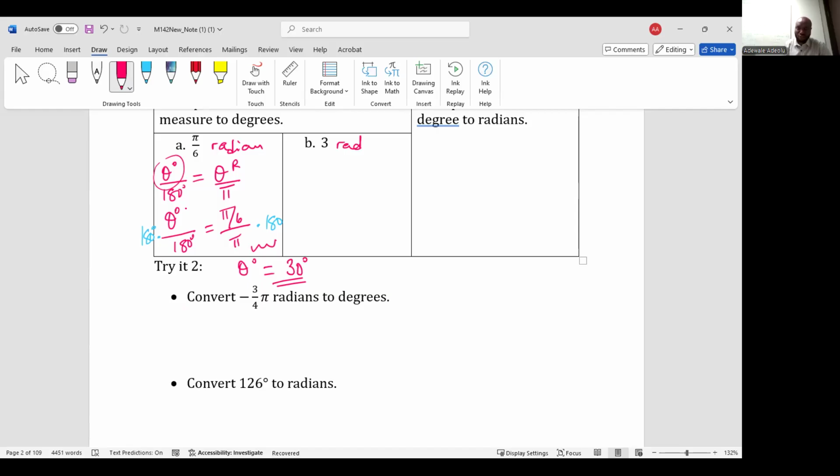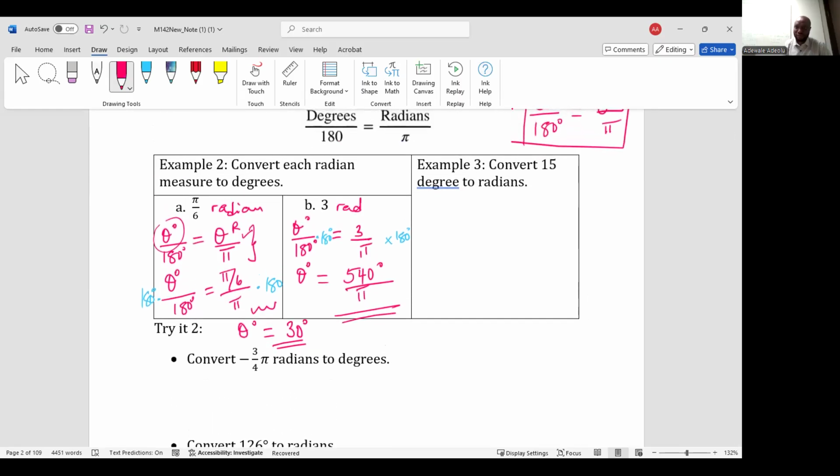Again, I'm going to use this formula here. So our angle in degrees over 180 equals our angle in radian, which is 3 over pi. Again, I can multiply both sides by 180 degrees so that I can get rid of 180 degrees. So that is theta in degrees is 540 over pi degrees. You don't need to do anything to it, just leave it this way.